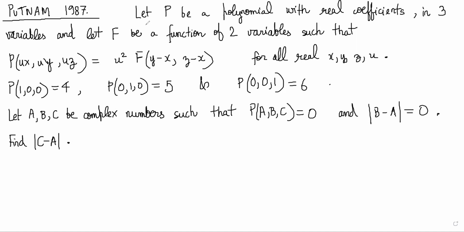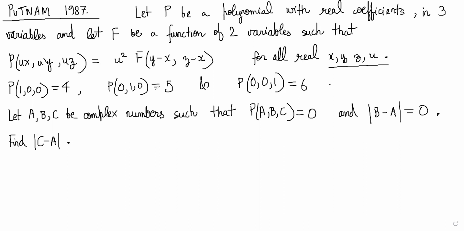This is saying that let P be a polynomial with real coefficients in 3 variables and let F be a function of 2 variables such that this result is true. P of ux, uy, uz is equal to u square f of y minus x and z minus x for all real x, y, z and u. Then there is some data that has been given for the P polynomial. P of 100 is 4, 010 is 5 and 001 is 6.